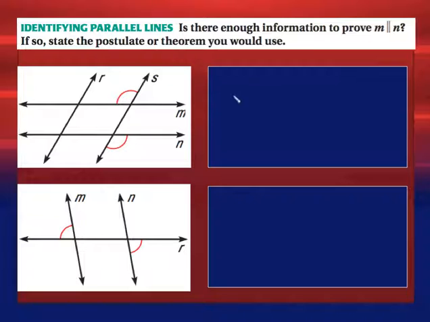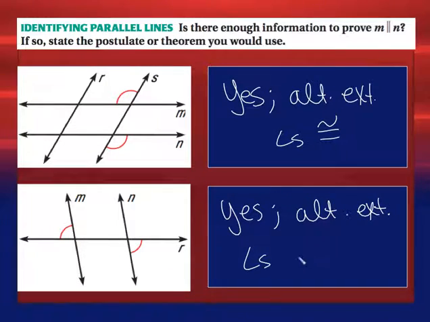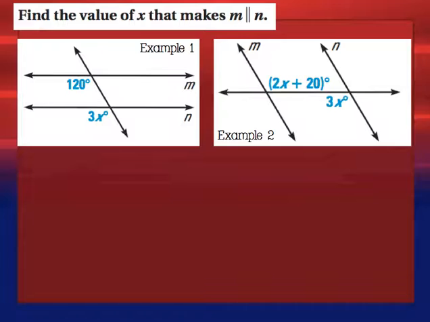Here we have alternate interior angles, and that is enough to say that they are parallel. When alternate exterior angles are congruent, the lines are parallel too. And this one is exactly the same, alternate exterior angles. And you can also have same side interior angles be supplementary. That just wasn't on any of these examples.